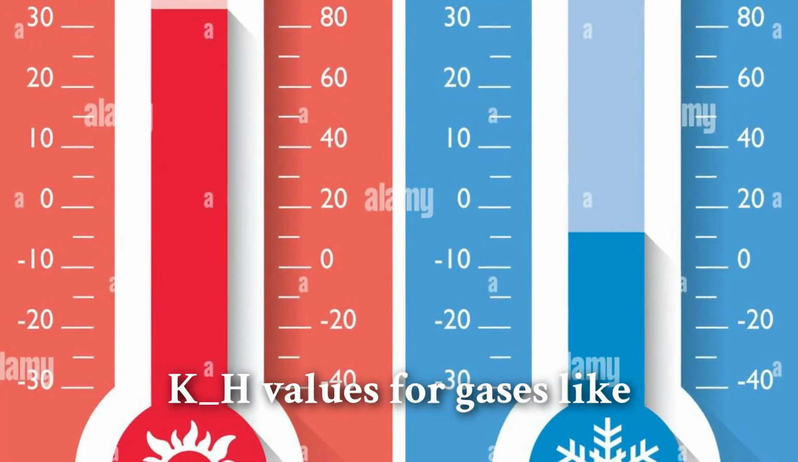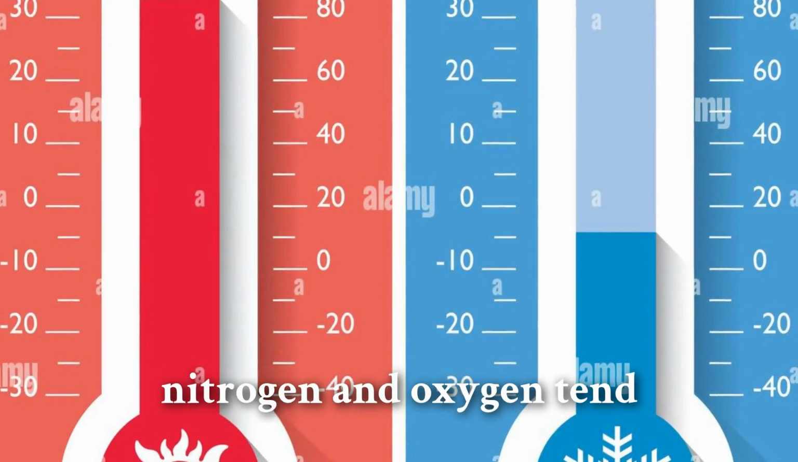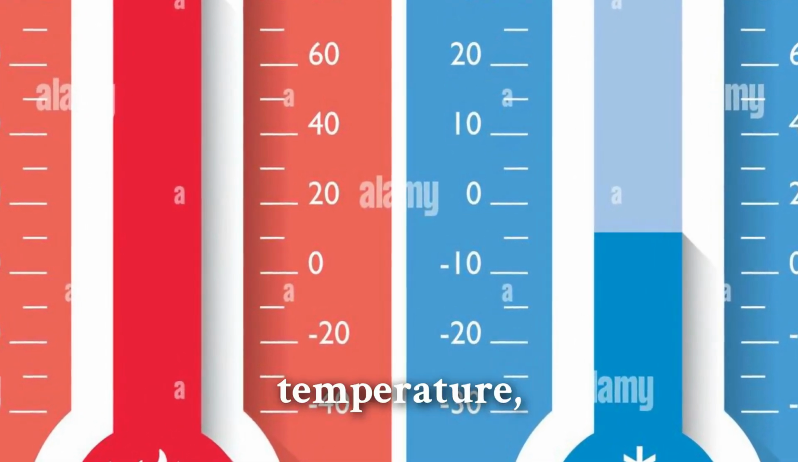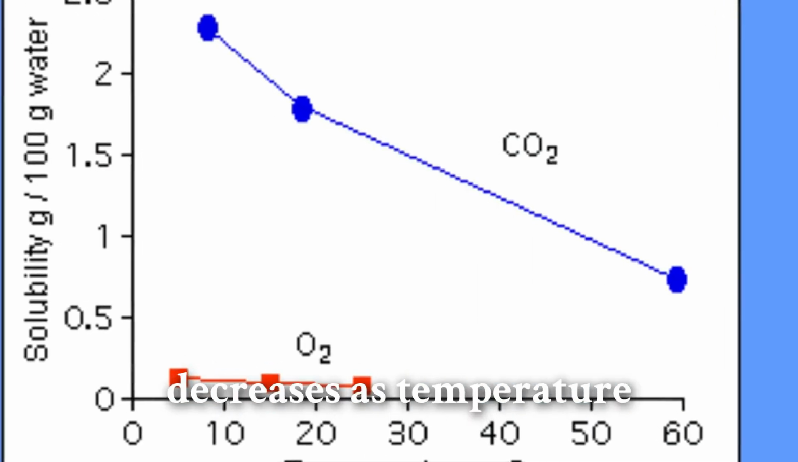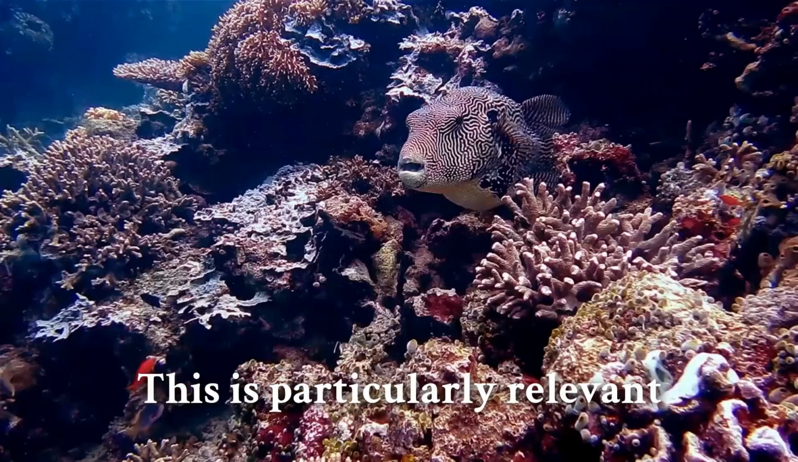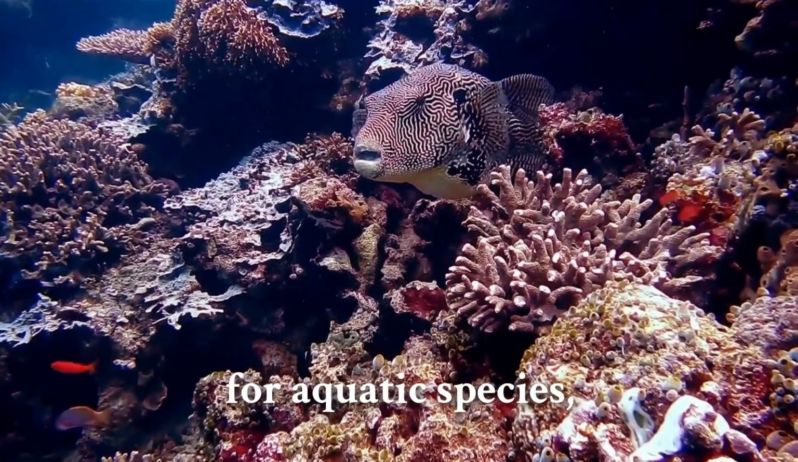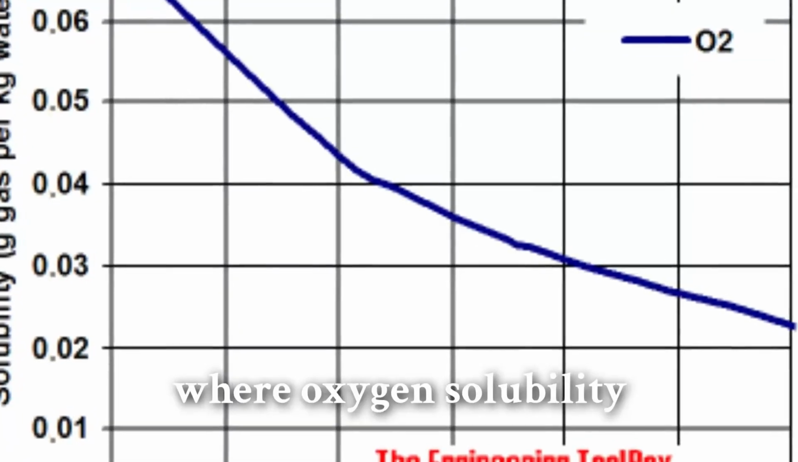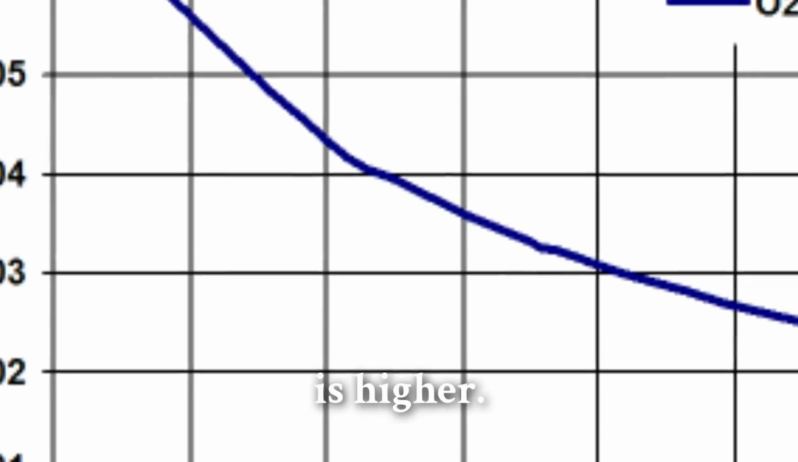For example, K_H values for gases like nitrogen and oxygen tend to increase with rising temperature, suggesting that gas solubility decreases as temperature increases. This is particularly relevant for aquatic species, as they thrive in cooler waters where oxygen solubility is higher.